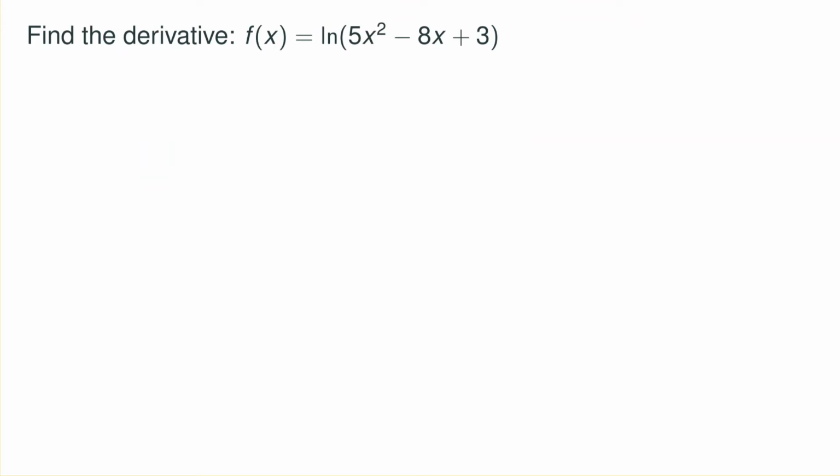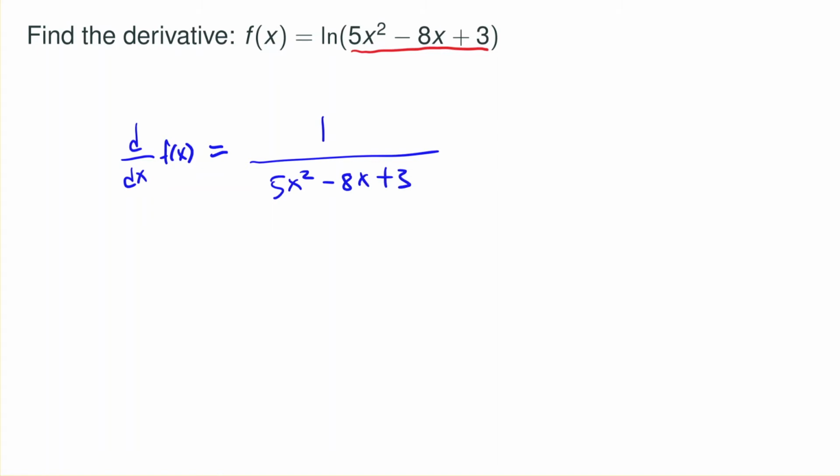Find the derivative of ln of 5x squared minus 8x plus 3. Here, when we take the derivative of natural log, it is 1 over whatever is inside. But then here, because it's not just x, we have to multiply by derivative of this by using chain rule. So first, we have 1 over this entire thing, 5x squared minus 8x plus 3. Then we have to multiply by derivative of the inside function, like this.